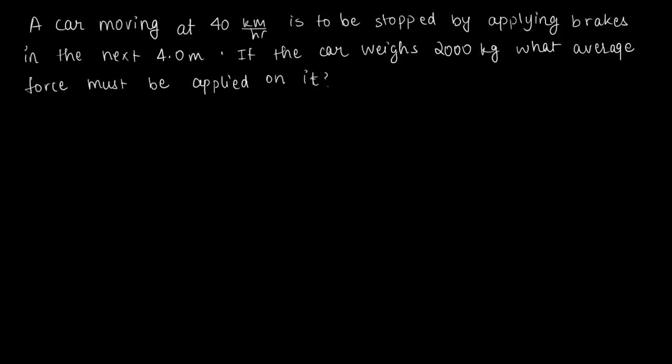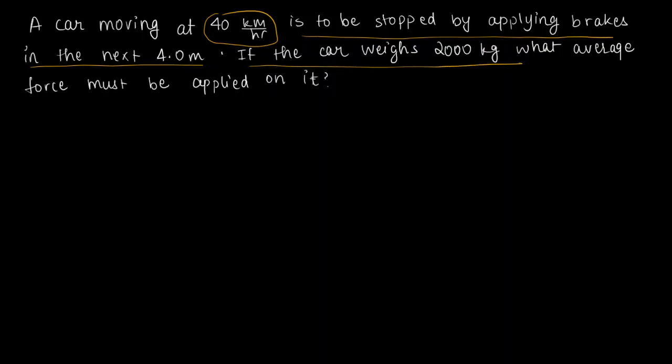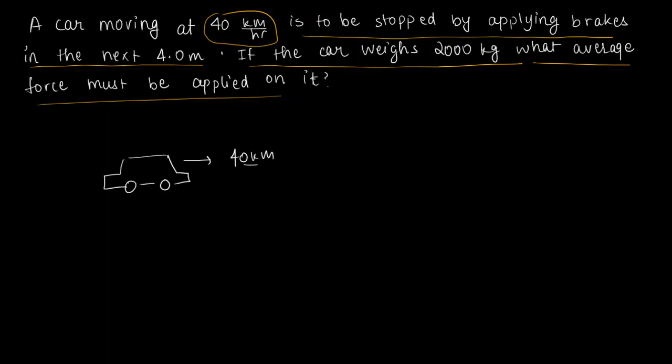We have a car moving at a speed of 40 kilometers per hour, and it is to be stopped by applying brakes in the next 4 meters. If the car weighs 2,000 kilograms, what average force must be applied on it? So very roughly, you have a car, and this car is moving right now at 40 kilometers per hour.